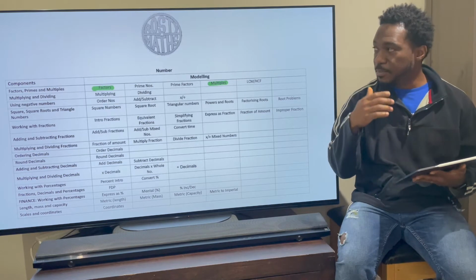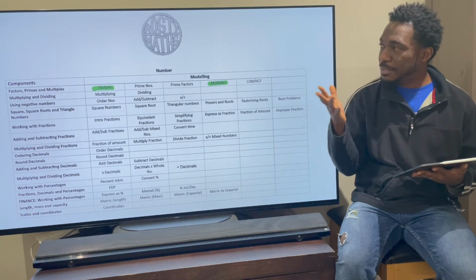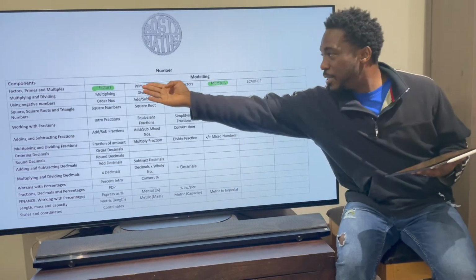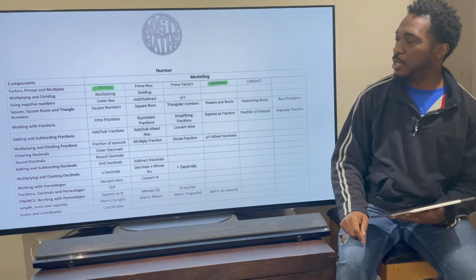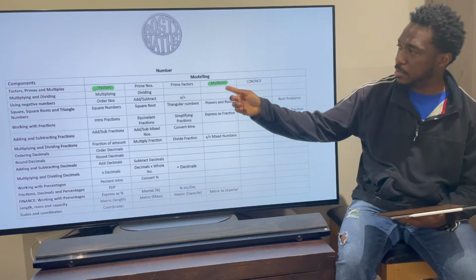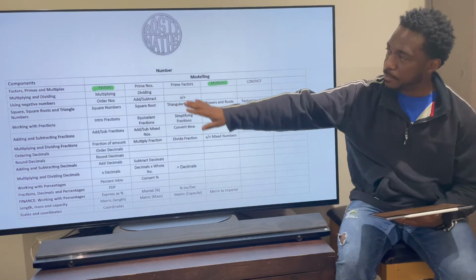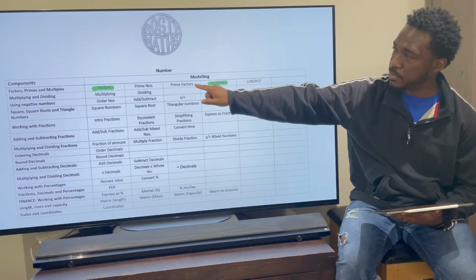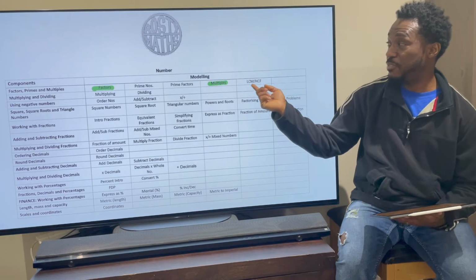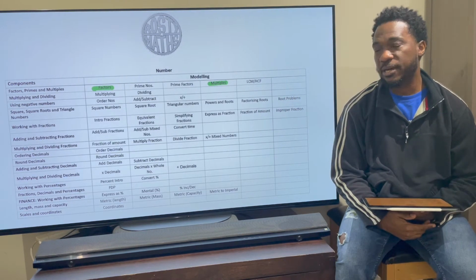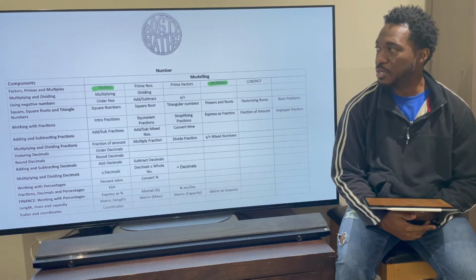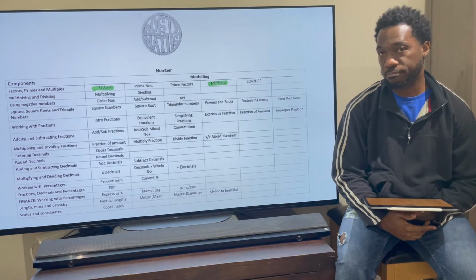Now, you might be asking me the question, well, I thought you were going in that order. Well, I thought better of it. I'm allowed to. So I thought I might as well get multiples out of the way before I start talking about prime numbers and prime factors, and then eventually get on to lowest common multiples and highest common factors. So yeah, we're doing multiples. Let's go.